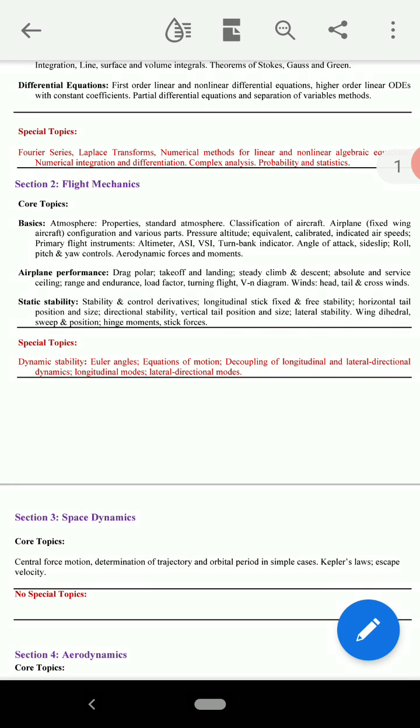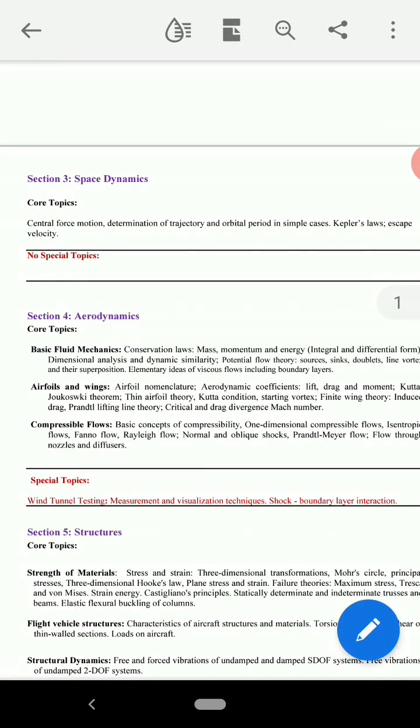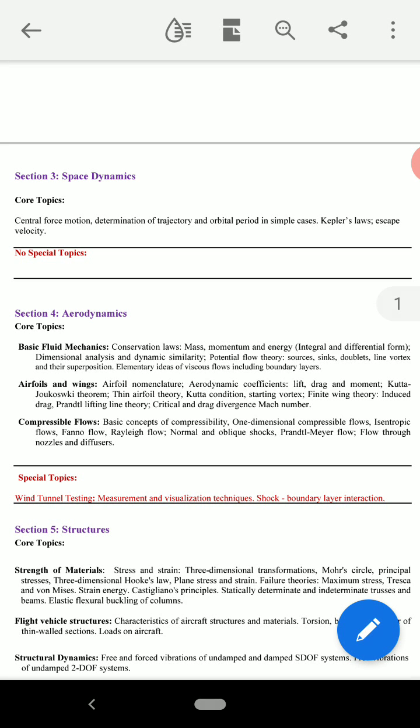Now we will see the special topics in flight mechanics: dynamic stability, Euler angles, equations of motion, decoupling of longitudinal and lateral directional dynamics, longitudinal modes, lateral directional modes. Section 3, space dynamics, core topics: central force motion, determination of trajectory and orbital period in simple cases, Kepler's laws, escape velocity. There is no special topic under the space dynamics section.